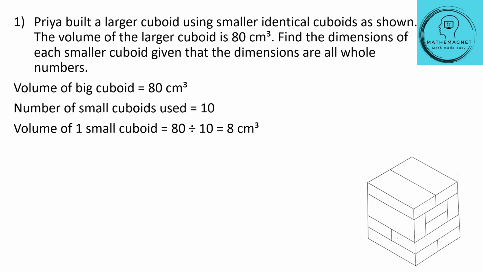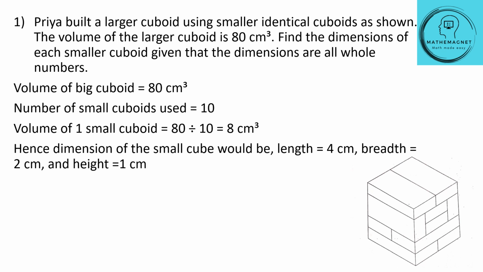Now the only combination of whole numbers that can give you volume as 8 will be 1 into 2 into 4. So the dimensions will be, obviously the height is small, so the smallest number, height, will be equal to 1 centimeter. The longest part is your length, which is equal to 4 centimeters, and the breadth is equal to 2 centimeters. So that is the only combination that can give us the volume as 8 centimeter cube, given that they have told us the dimensions are all whole numbers. So these are the dimensions of the edges of the small cuboid.